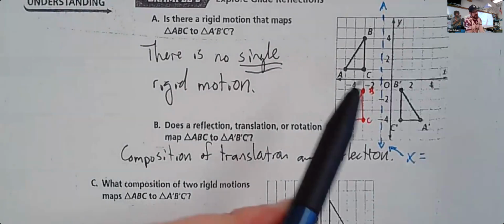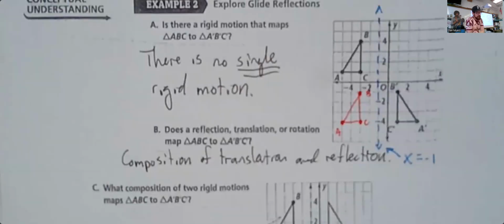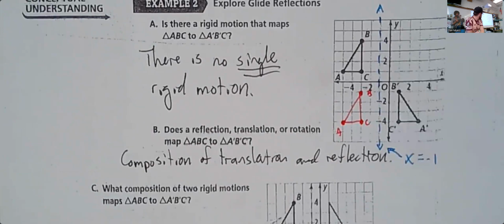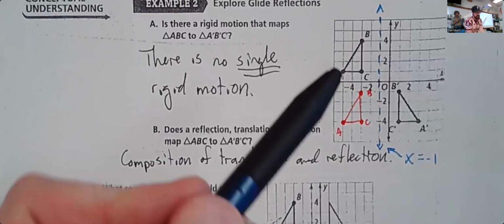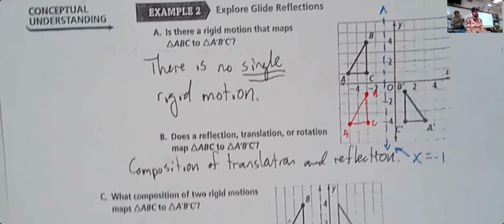Negative 1, yeah, because it's on the negative side in the x's. So this is going to be x equals -1. So if we translate down 5 and we reflect across the line x equals -1, that will get us from ABC to A prime, B prime, C prime. So let's go and write that down.